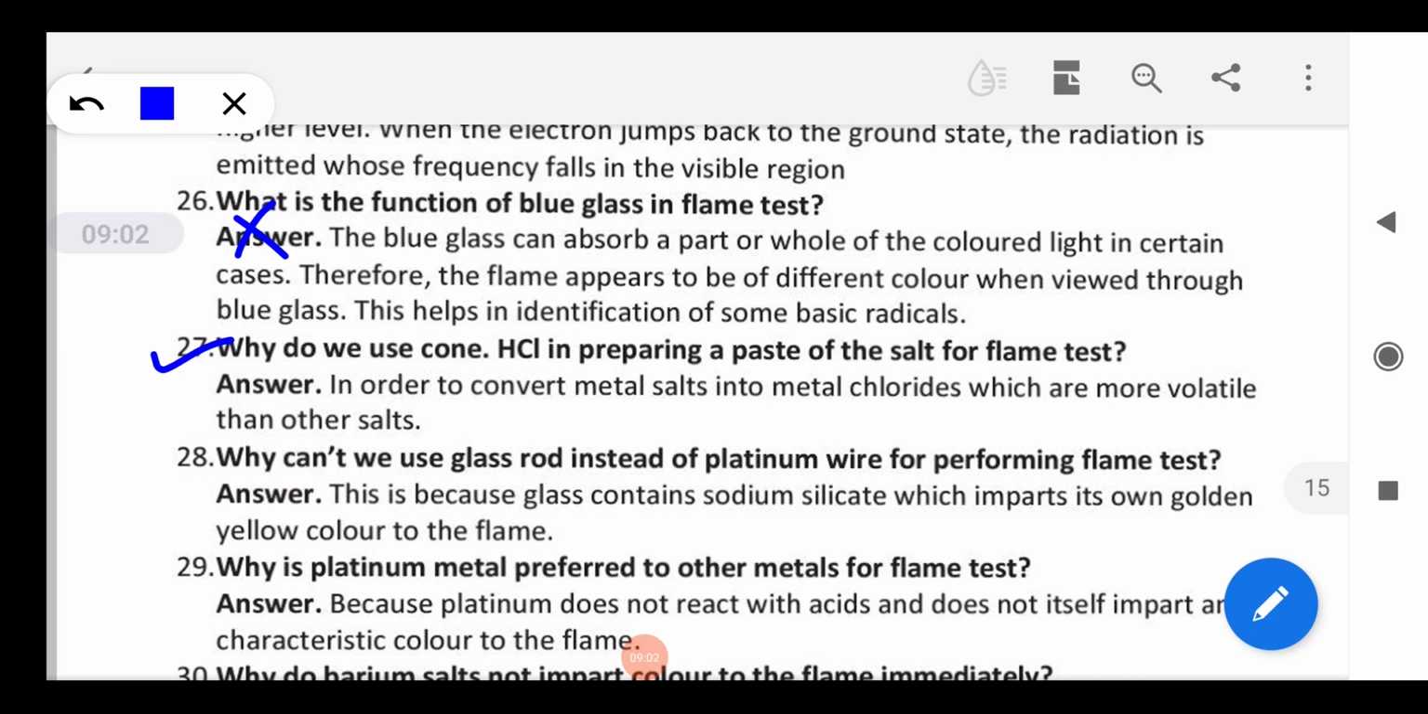Why do we use concentrated HCl in preparing a paste of salt for the flame test? See, this concentrated acid, when it comes in contact with the metal salt, then metal chlorides are formed which are highly volatile. So immediately its electrons get excited to the higher state and impart color.